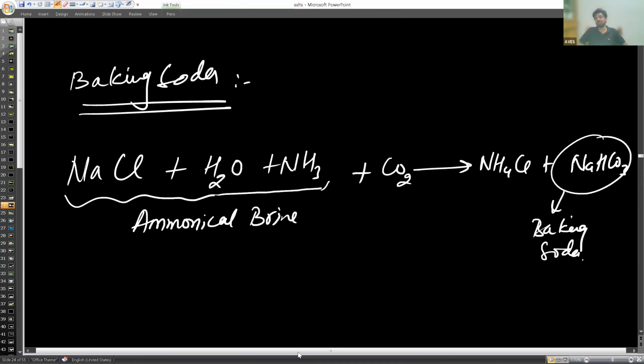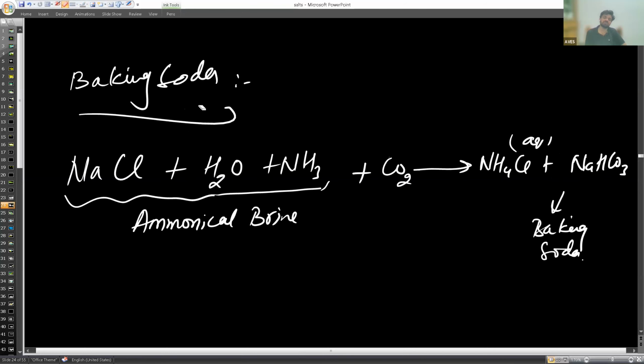So how can we prepare baking soda? By passing carbon dioxide to ammoniacal brine. What is ammoniacal brine? NaCl, water, and ammonia. Ammonium chloride is aqueous, and sodium hydrogen carbonate forms a precipitate. It forms an insoluble substance. The downward arrow represents the precipitate. A white precipitate is obtained, which is insoluble and can be easily filtered.